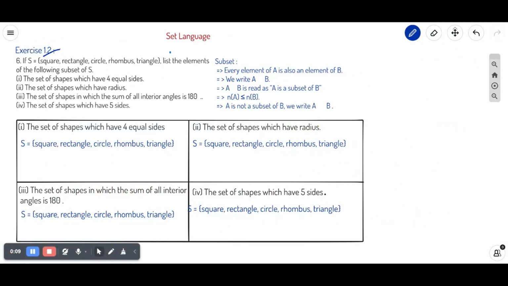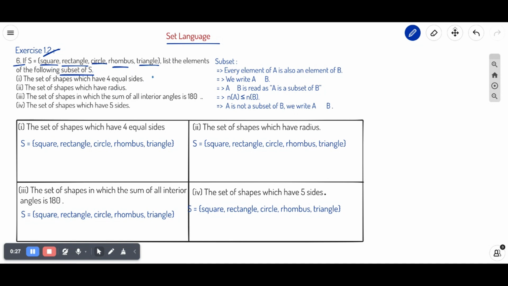Hi everyone. Let us start with Set Language Exercise 1.2, question number 6 today. S is equal to the set of all square, rectangle, circle, rhombus and triangle. List the elements of the following subsets of S.